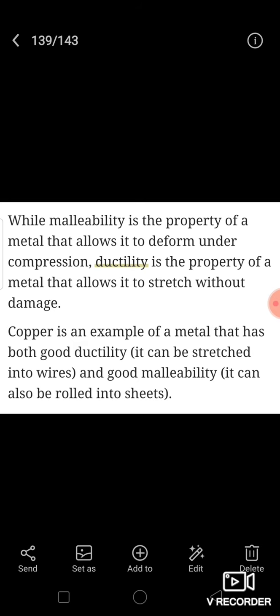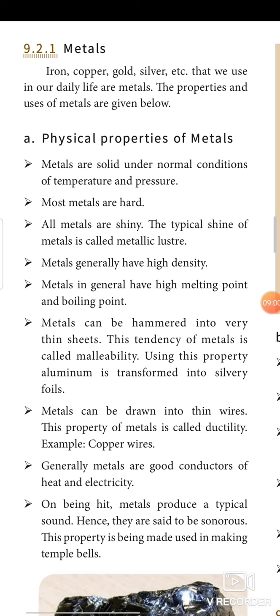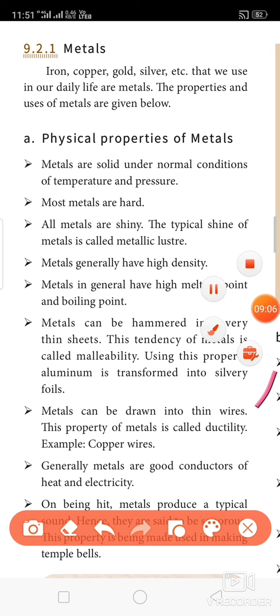So ductility is like a thin wire. Gold has a very good ductility. Copper has both the malleability and this ductility property. So let's move on to the next property of metal. Metals can be drawn into thin wires. This property of metal is called ductility. Example, copper wires.